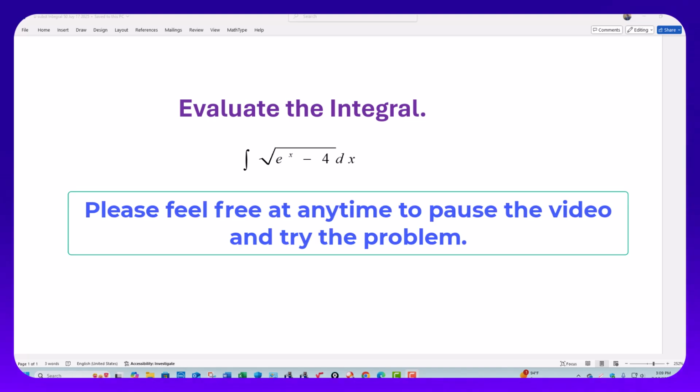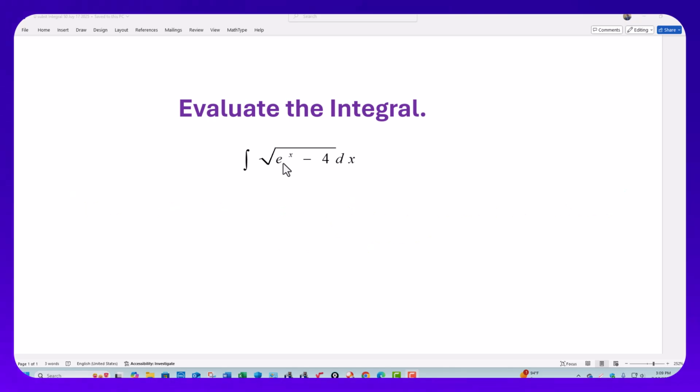In this video, we're going to evaluate the integral of the square root of e to the x minus 4. So the only obvious way I can see here would be a u-substitution. You let u equal e to the x minus 4, then du would equal e to the x dx. We have a dx here, but we have no e to the x in front. Otherwise, it will work out pretty well.